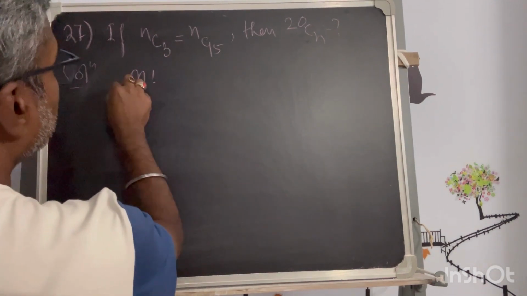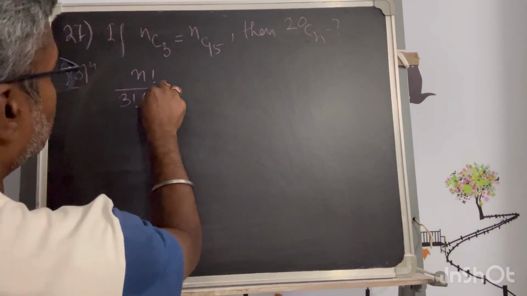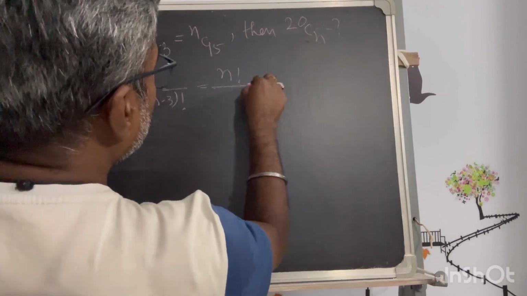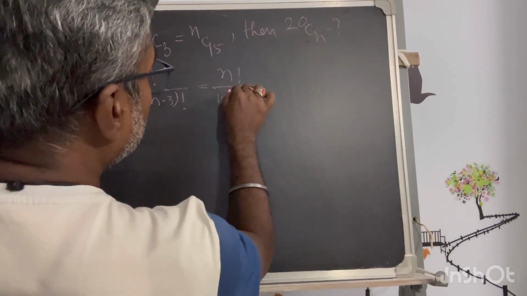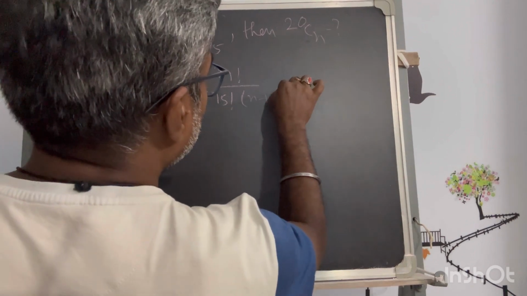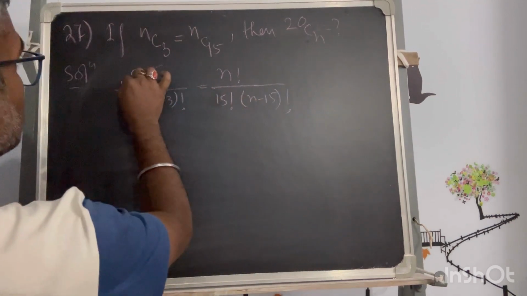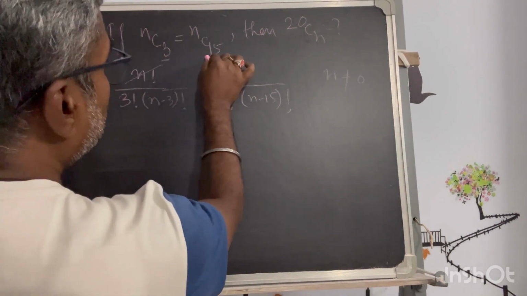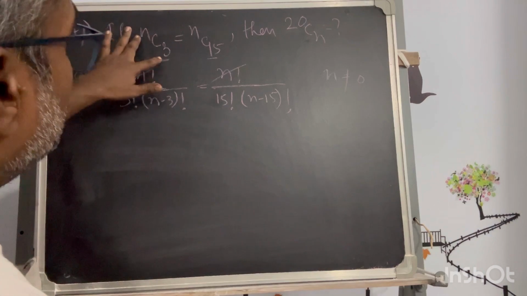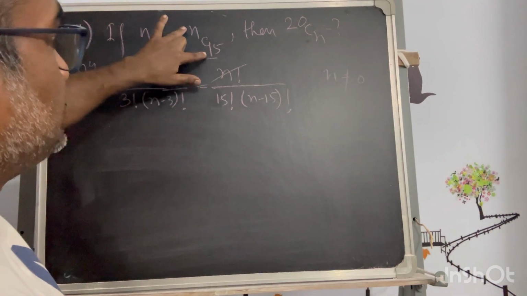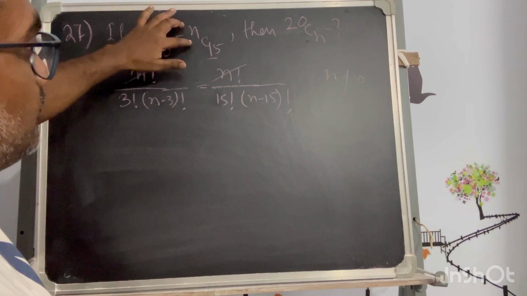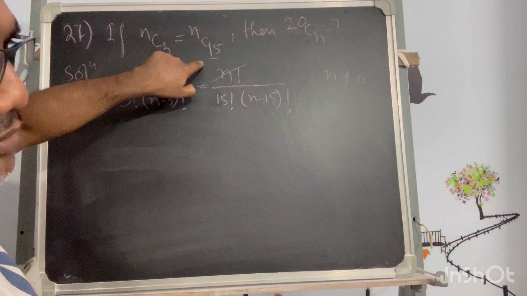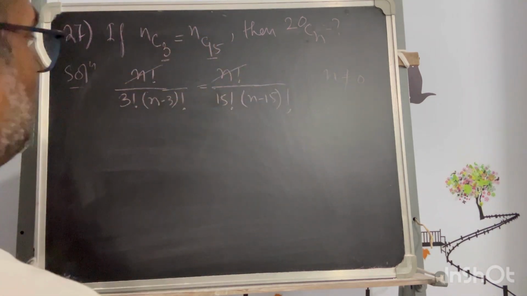Factorial n over factorial 3, factorial n minus 3, on the other side factorial n over factorial 15, factorial n minus 15. Now you can see that n cannot be equal to 0, because for any value below this, it is not possible, and then this has no existence. The maximum power must be at least 15, but below 15 it is not possible in this case. So n equal to 0 is not possible.